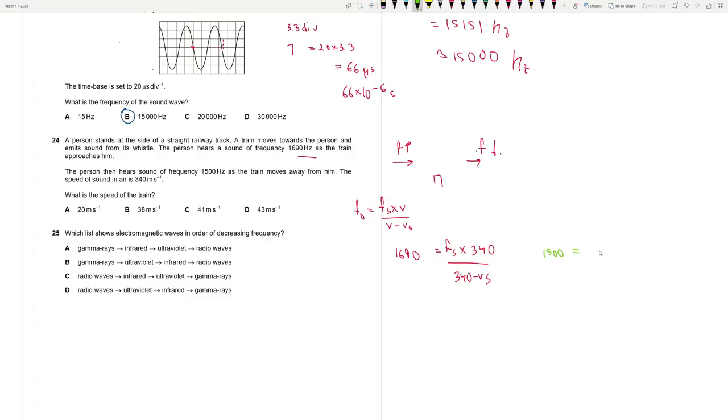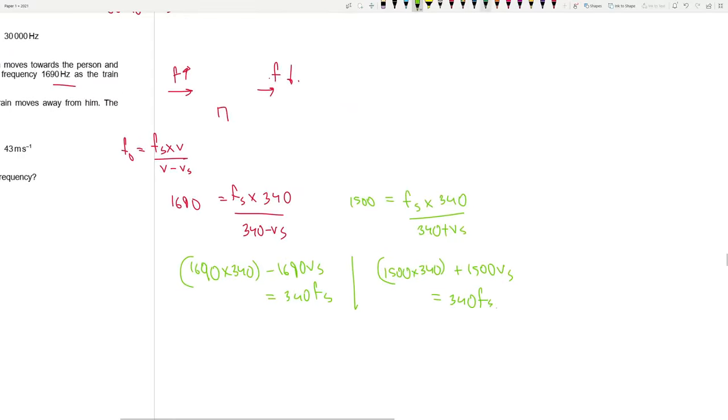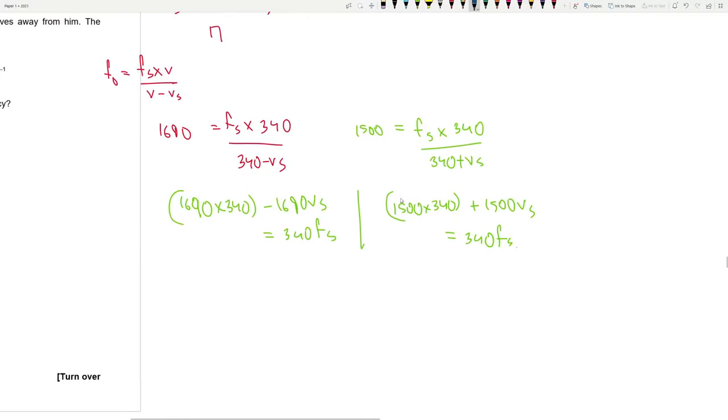1500 when it was receding is equal to frequency of the source multiplied by 340 divided by 340 plus Vs. Okay, so let's do this. We can do it. 1690 into 340 minus 1690 Vs is equal to 340 Fs. On the other hand, 1500 into 340 plus 1500 Vs is equal to 340 Fs. So our goal here is to find out the speed of the train, or the velocity of the source, right? So let's do that. 1690 into 340.